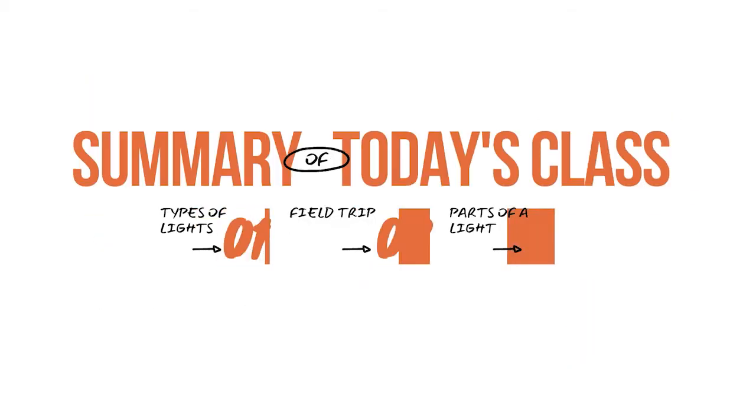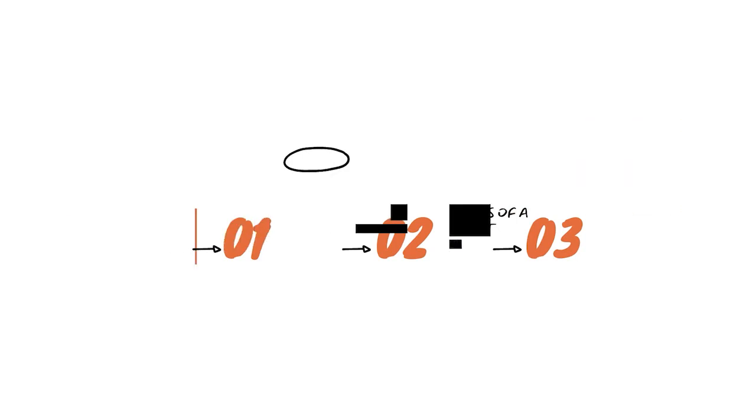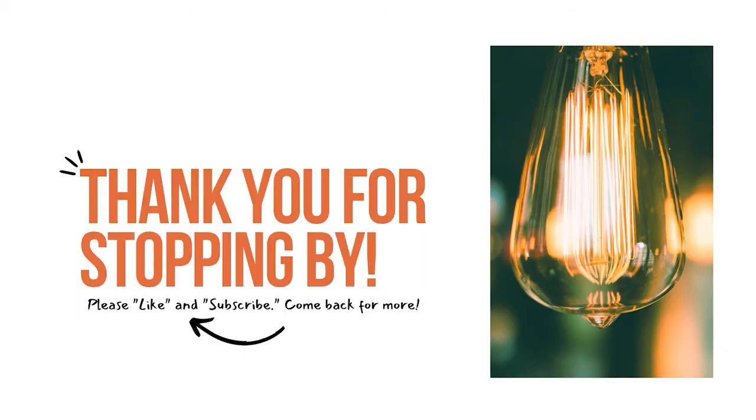You've learned a lot today. You learned about the 4 basic types of lights. You went on a field trip to the Spreckels Performing Arts Center and visited with my friend Eddy Hansen, and you learned all the parts of an ellipsoidal reflecting spotlight. I want to give a special thank you to my friend Eddy Hansen, who graciously gave of his time and his knowledge so that we could all learn a little bit more about lighting in the theater.